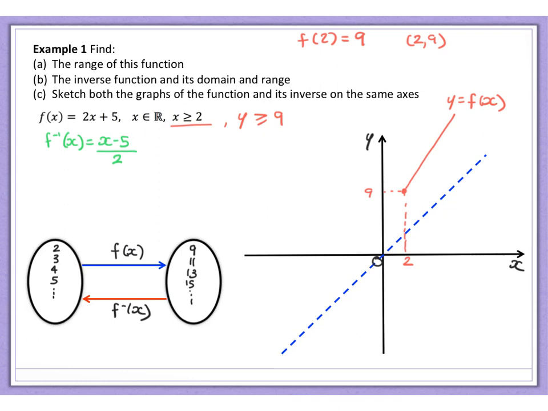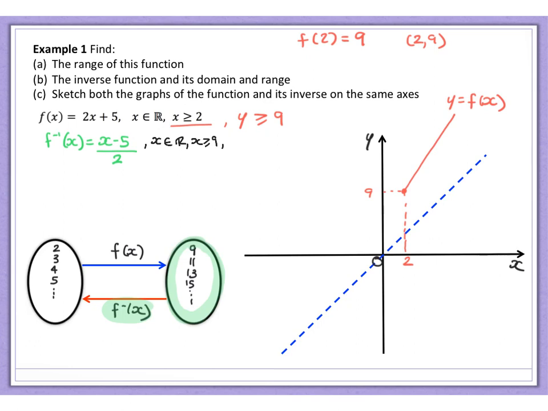Now, f minus 1, the inverse function, is of course now acting on this as a starting point. So the inverse function acts on the range of the original function f of x, which means that the range, highlighted in green, of the original function f of x becomes the domain of the inverse function f minus 1 of x. So the inverse function has a domain which is x is any real number and x is greater than or equal to 9.